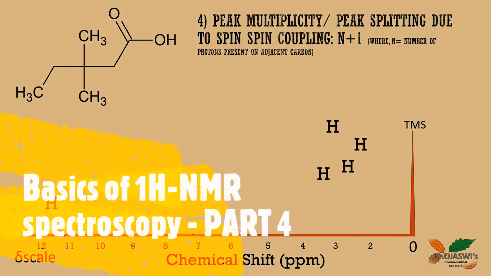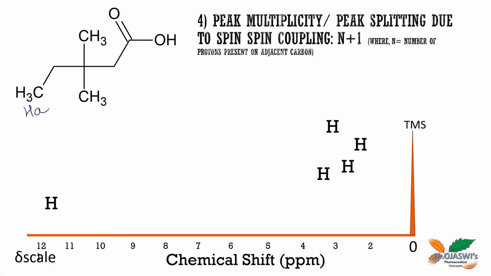Now yes, we have identified this HA, HB, HC, HD, HE. Okay, so I'll write it as HE. Okay, this was HD, HC, which is highest, then HB and HA.